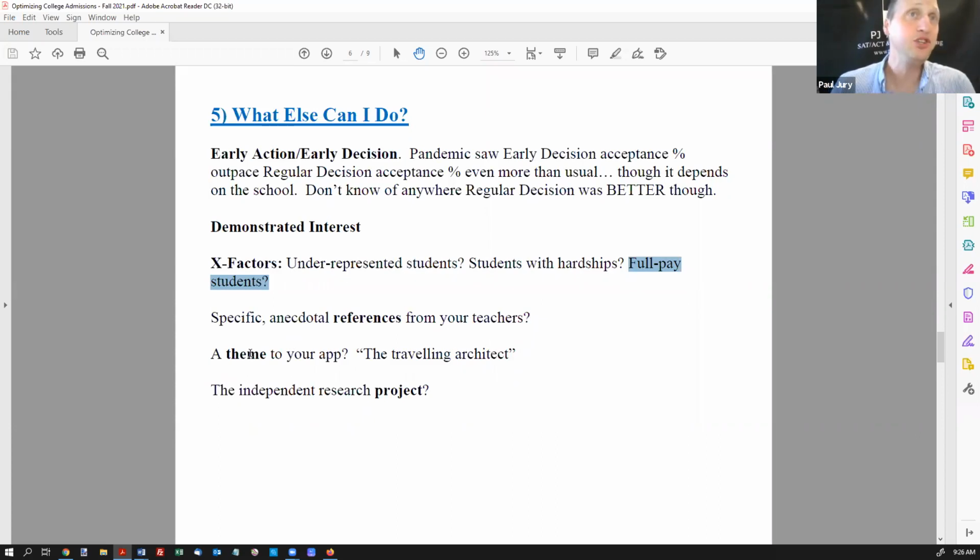Some kind of theme to your app. Again, you're not going to package it in a pink colored ribbon and say, oh, hey, this is the theme of my app, but certain things fit together. I had a student who had moved a lot. He and his family had moved around the country, and he'd lived in a bunch of different houses, and that made him different, because not every kid can say that.